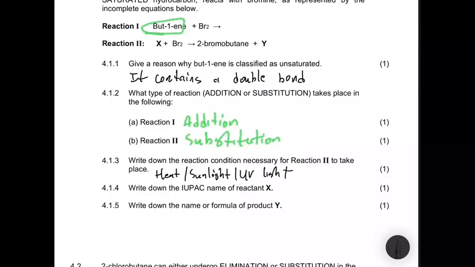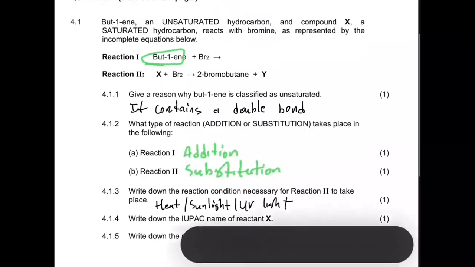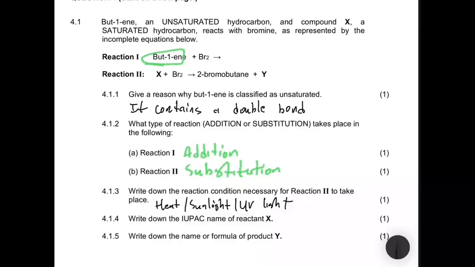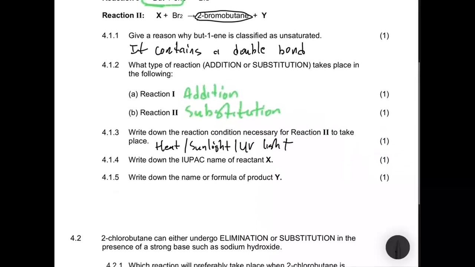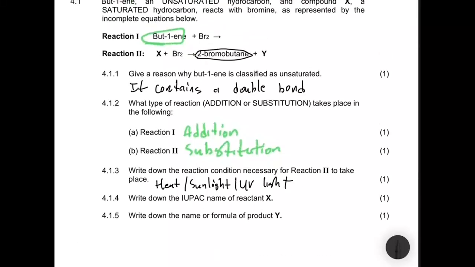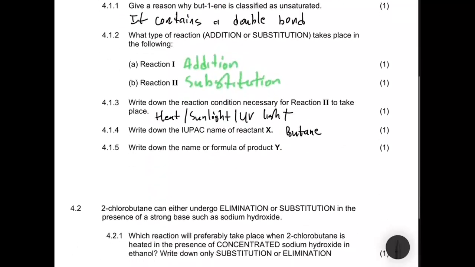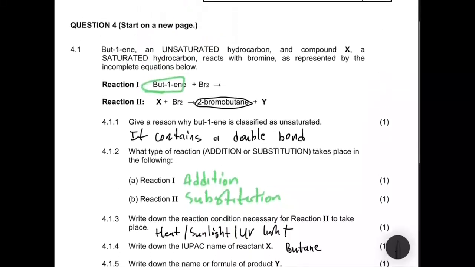And then 4.1.4 says write down the IUPAC name of reactant X, right? Reactant X is a hydrocarbon, and when we substitute bromine we get 2-bromobutane, right? It should be quite clear that the IUPAC name of reactant X will be butane, right? A hydrocarbon.